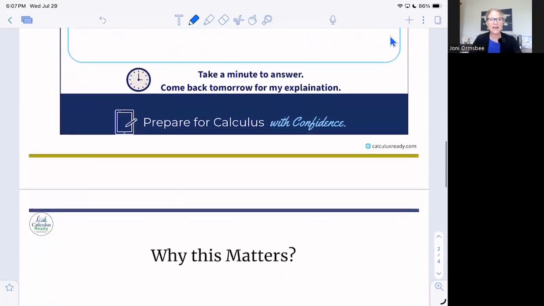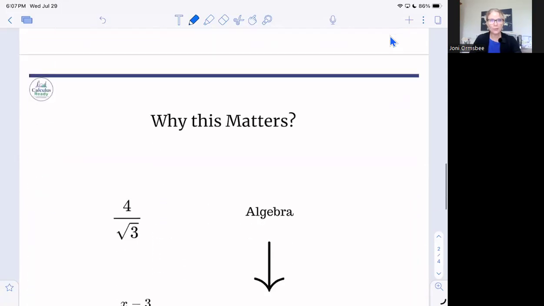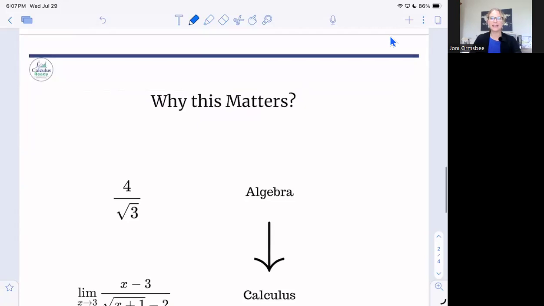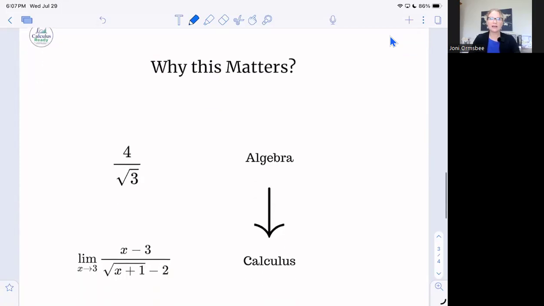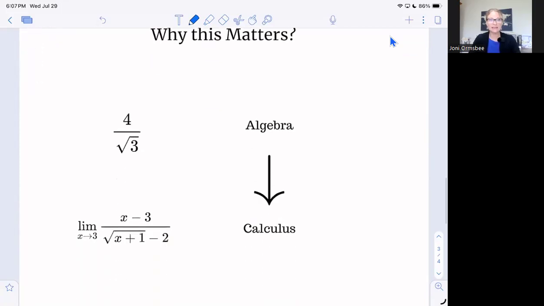So why does it matter? Why does this skill even matter, right? Why does algebra affect calculus? Well, this is one skill that shows up in calc quite a bit in the concept of limits and other things that we do, but specifically limits, which happens usually in most textbooks in the first couple weeks of calculus.